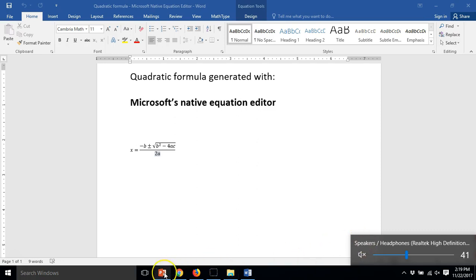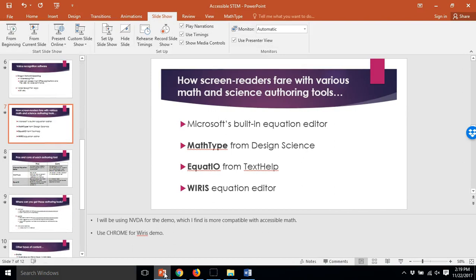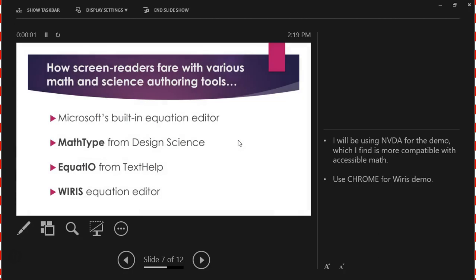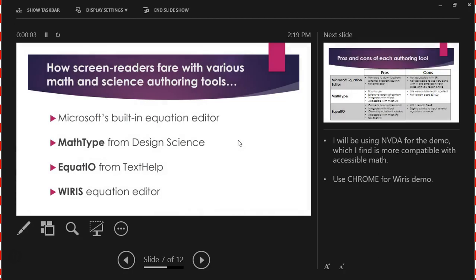Actually, let me go back to my slide briefly. The next ones that I'm going to show you, I have a list here, so I'll just know what to show you. The next one is a product called MathType from Design Science. So the question is, can we get MathType on our computers? Yes. IT is familiar with MathType. We have purchased it for our department.